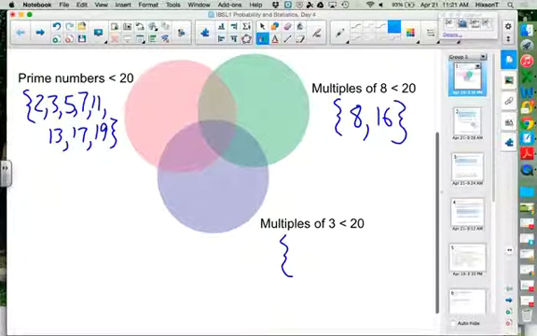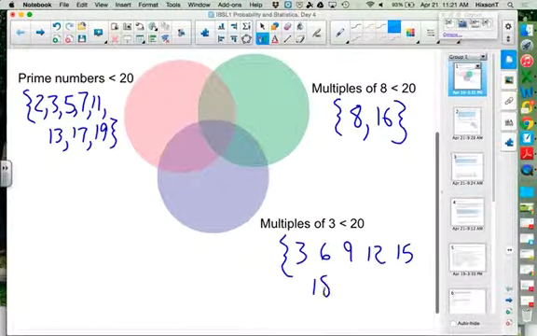Alright, anyways. How about multiples of 3? What's the first multiple of 3? 3, 6, 9, 12, 15, 18. Alright, so there we go. We've got these numbers here. Let's construct a Venn diagram. Okay, are there any numbers that are in all 3 of them? No. So, this would be the intersection of all 3.